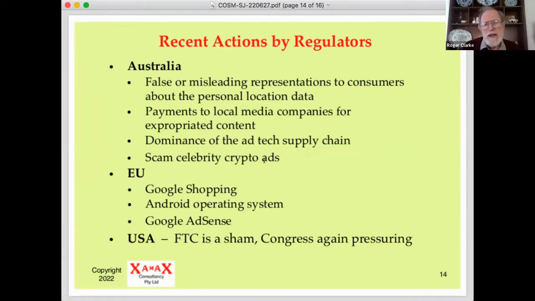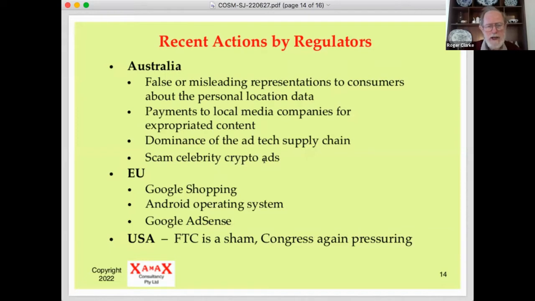Another study is being done on the dominance of the ad tech supply chain, and that also is in conjunction with multiple regulators around the world. And a recent one, just as an example of something a bit smaller, was that scam celebrity ads in the cryptocurrency markets have been allowed through. So it's been a content issue on some of the content, some of the tech platforms, and an inadequate ability to discover and to then deal with scam ads. That's been attacked here in Australia.